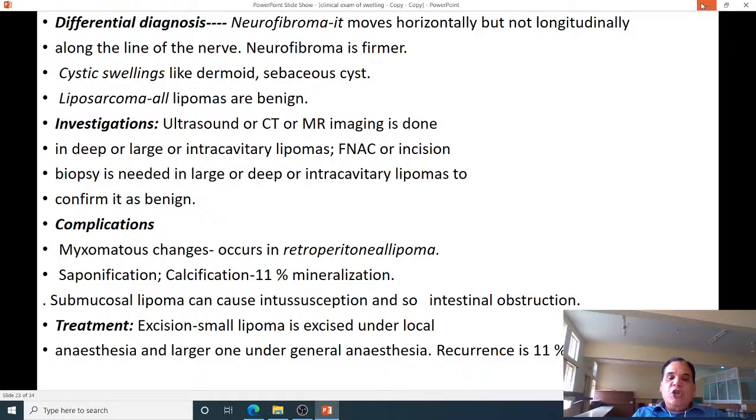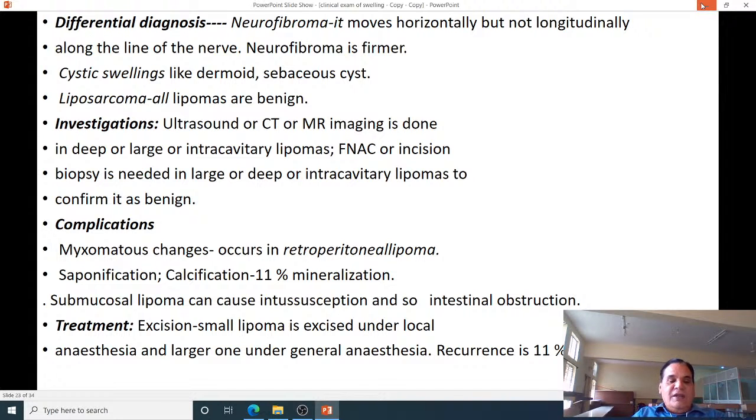How do you investigate? USG or CT, commonly done. FNAC should be done to diagnose. Complications: it can have myxomatous change, saponification, and what I told you, submucosal lipoma can cause intussusception and intestinal obstruction, and it is a major emergency in children up to 4 to 6 years.